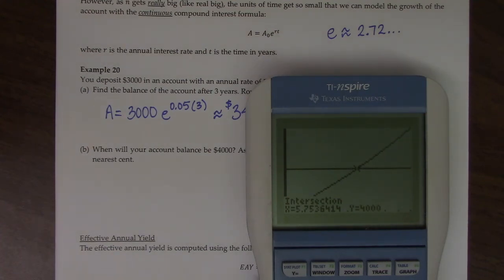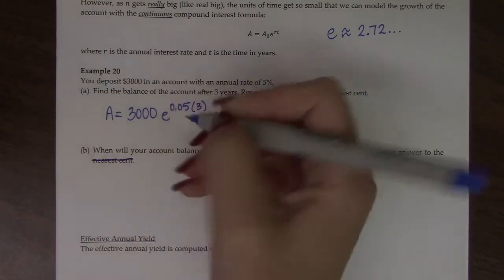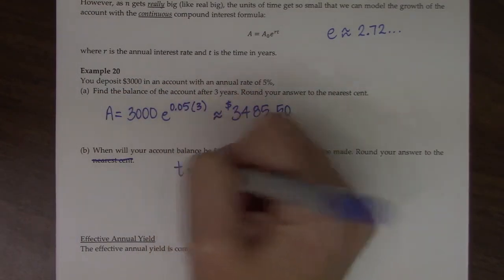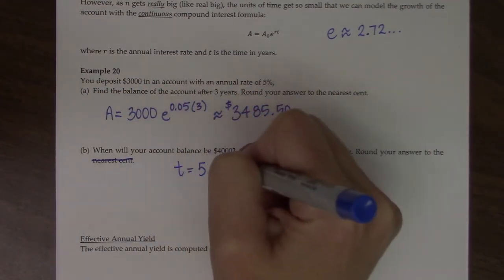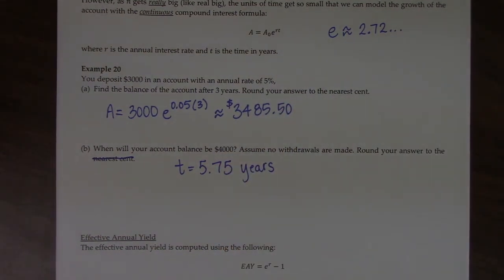So that was a typo. It shouldn't say round to the nearest cent. It should say round to 2 decimal places. So it's 5.753. So this is about 5.575 years. So about 3/4 of the way through the 6th year, you'll get your $4,000.